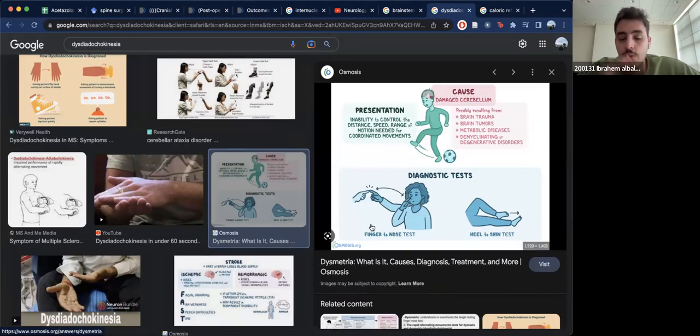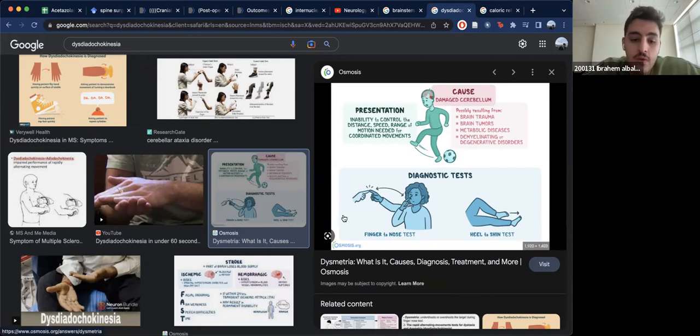So when you have a cerebellar lesion, the 2 main diagnostic tests are the finger-to-nose test, where he will not be able to coordinate it, and the heel-to-shin test. And then there's dysdiadochokinesia, where you ask him to do it like this, and he will not be able to coordinate it. This hints towards cerebellar damage.